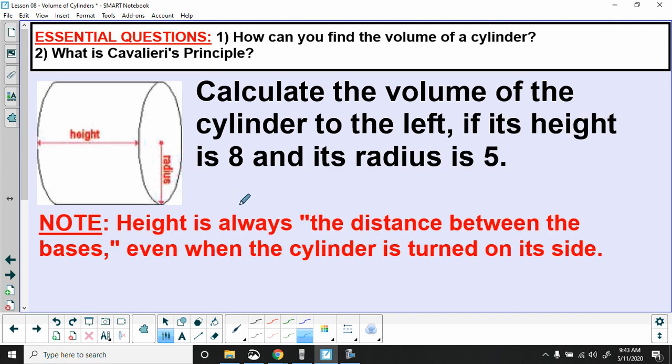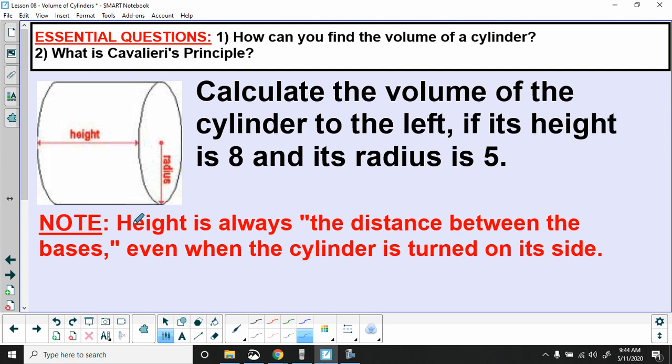Let's look. Fun fact. If I knocked over the cylinder, the height is still this axis, for example. This is still the radius. It's kind of like saying if someone is 6 feet tall, they're still 6 feet tall even though they're laying down. The height doesn't change when you knock the cylinder over. Don't confuse these two things.